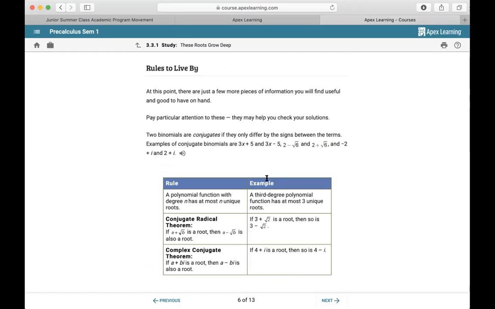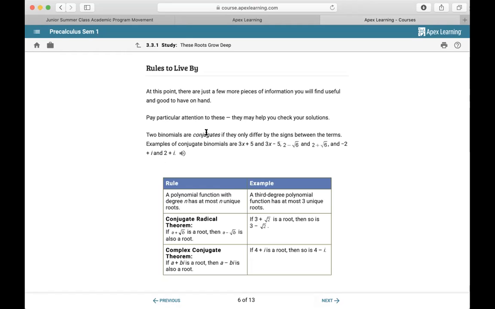Sorry. So these are some really good rules that are in the study guide. So you'll definitely have them in multiple places. But talking about conjugates, right? Talking about those complex conjugates.